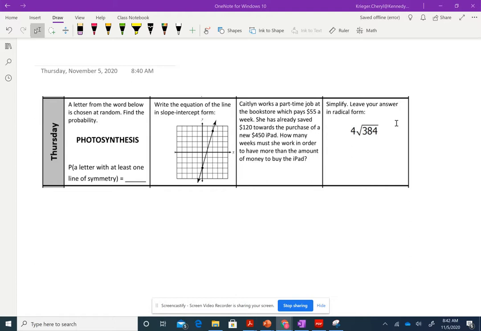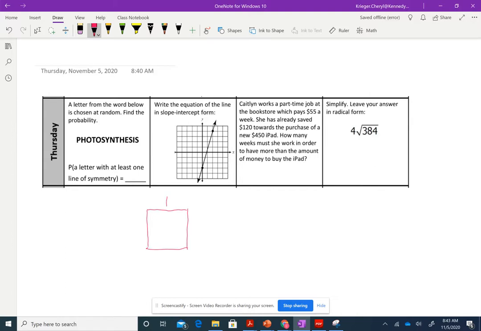Column 1 says a letter from the word below is chosen at random. Find the probability. So we're trying to find a letter with at least one line of symmetry. I don't know if you guys have heard of a line of symmetry before. I'll draw a picture of a square. A line of symmetry means I could fold it directly in half, and both sides would be exactly the same.